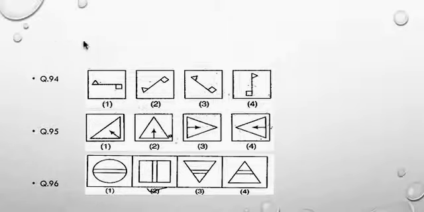Question number 94. There are four options given. In the first option, we find that there is a straight line. On two sides of it, two ends of it, there are two designs. The first design is a triangle. At the opposite end, there is a square.